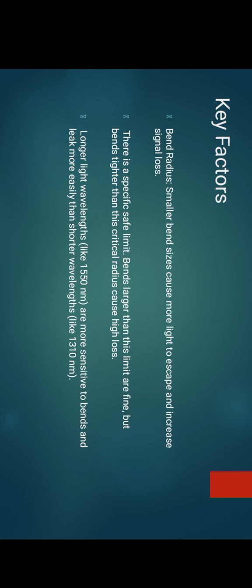Next are key factors. First one, bend radius. Smaller bend sizes cause more light to escape and increase signal loss. There is a specific shape limit. That means bends larger than this limit are fine, but bends tighter than this critical radius cause high loss. Longer light wavelengths, like 1550 nanometer, are more sensitive to bends and leak more easily than shorter wavelengths.